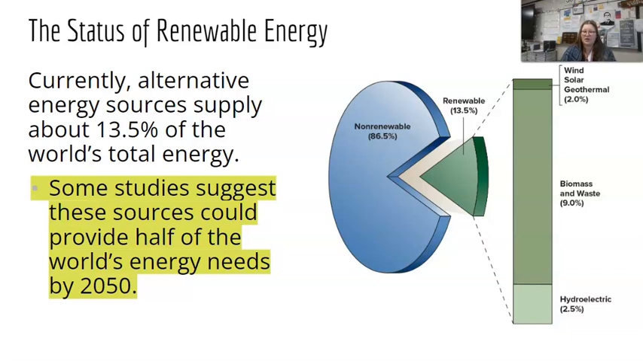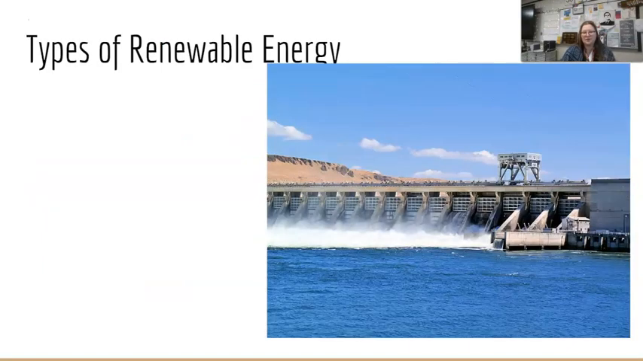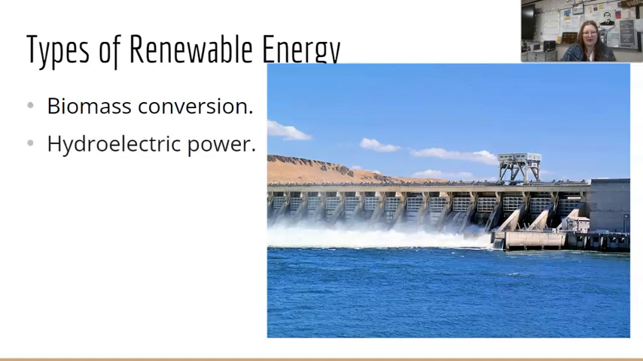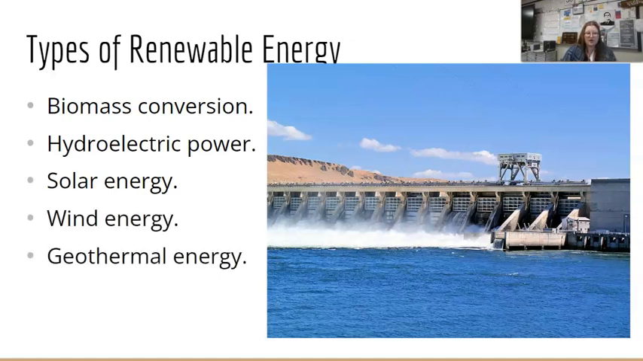So here's that breakdown of renewable versus non-renewable energy. So 86.5 is non-renewable, 13.5 is renewable. 2% is wind, solar, and geothermal. 9%, most of it is biomass and then waste, which we'll talk about. Then 2.5 is hydroelectric. So there are several different types of renewable energy that we will talk about. There's biomass conversion, which is biomass, hydroelectric power, solar energy, wind energy, geothermal energy, and tidal power.